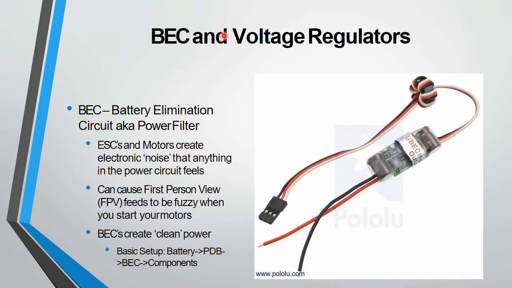BEC and voltage regulators. So now, BEC, the battery elimination circuit, is a power filter. ESCs and motors create electronic noise that anything in the power circuit feels, and it can cause first person view feeds to be fuzzy when you start your motors. So BECs create clean power. Basic setup: battery, PDB, BEC components.